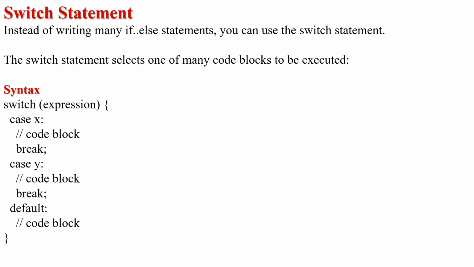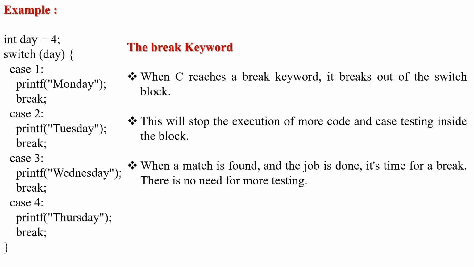Next one is default. For example, day is equal to 4. Switch day. Case 1, then printf Monday, break. That checks day is 4, so it is false. Next is case 2, Tuesday, that is also false. Next it moves to case 3, then to case 4. So day is 4, which prints Thursday.